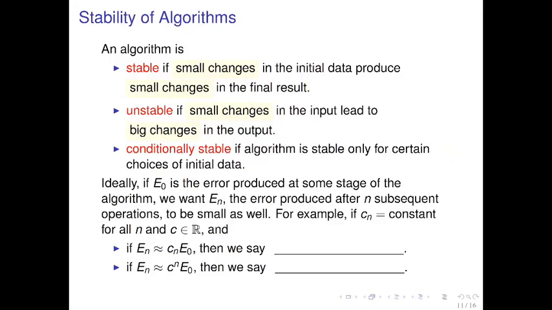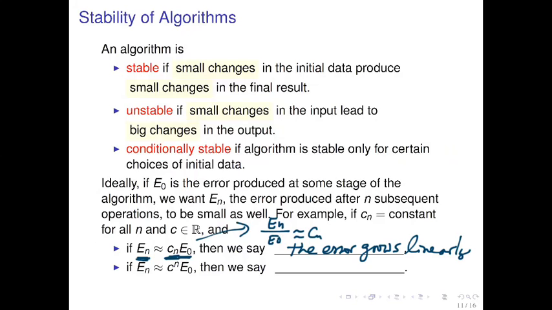So for example, if C sub n is a constant for all n, and C is just some real number, and it turns out that E sub n, which is the error at the nth step, is about the same as C sub n times E sub 0. Another way to look at it is thinking of E sub n divided by E sub 0 as almost C sub n. And remember, C sub n is just some constant. So this is to say that the error actually grows linearly, because there's a linear relationship between them.